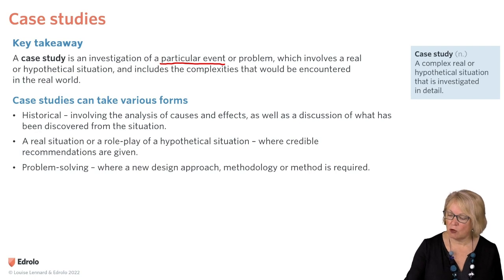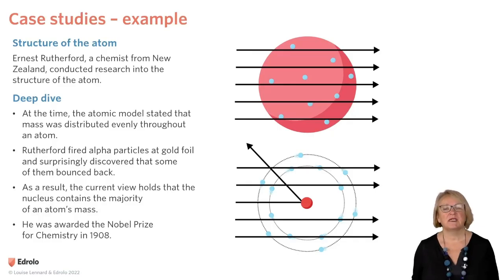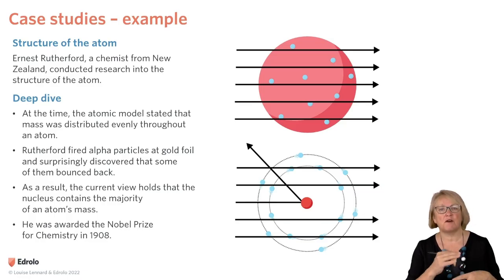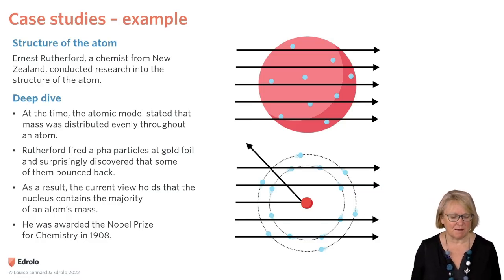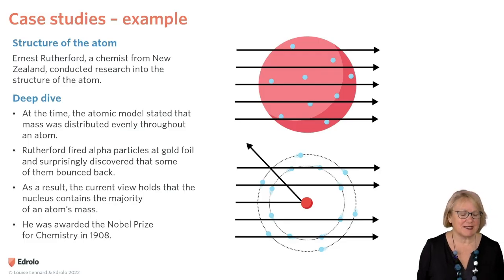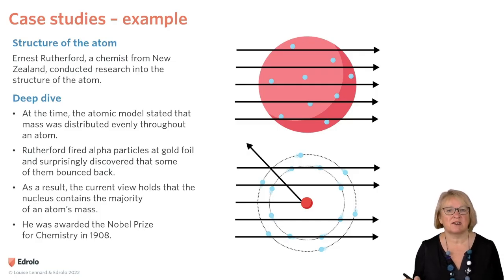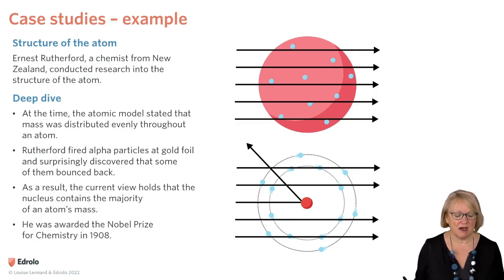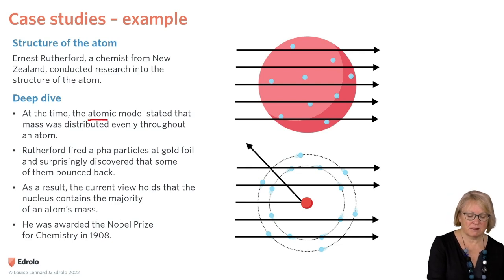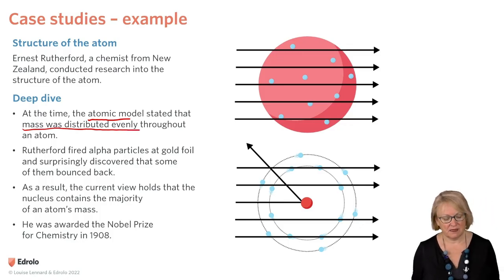And it's a real or hypothetical situation that's investigated in detail. So an example, we looked last lesson at the development of the model of the atom, and various scientists conducted experiments and further refined the model of the atom at the time. So Ernest Rutherford, who was a New Zealand chemist, was one of the researchers who conducted research into the atom. At the time, the atomic model suggested that mass was distributed evenly throughout an atom.